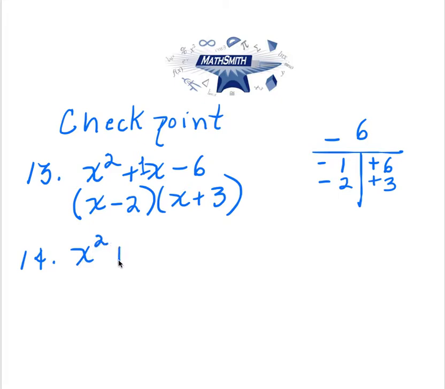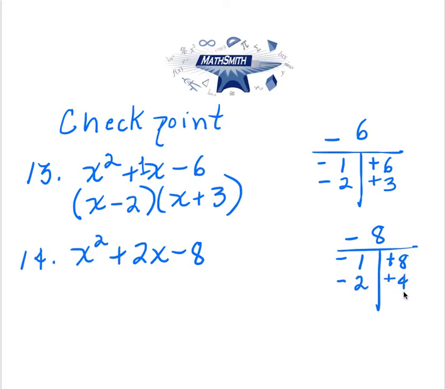x squared plus 2x minus 8. I need factors of negative 8 that are going to combine into positive 2. The absolute value of my negative factors will be smaller than the absolute value of my positive factors. So I'm going to put 1 and 8. What does that combine into? Oh, that combines into 7, so that's still not what I need. The next one's going to be negative 2 and positive 4. That multiplies into negative 8 and combines into positive 2. So this is the combination I want. So this is going to factor into x minus 2 times x plus 4.